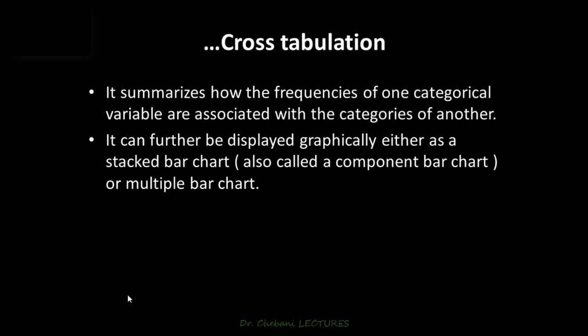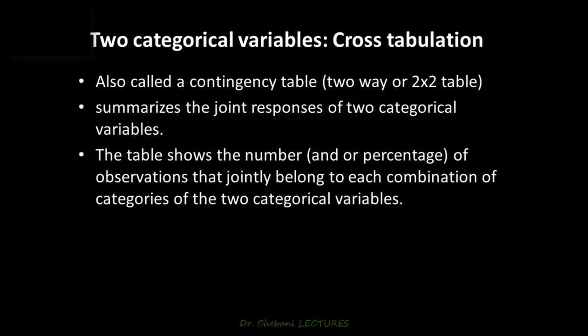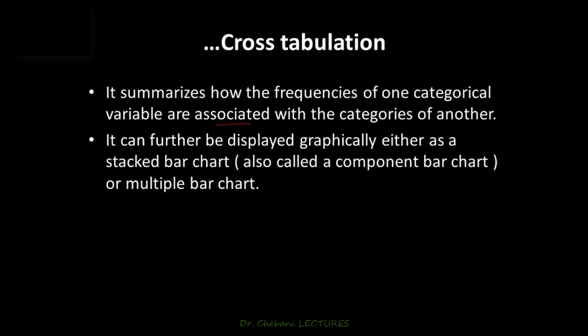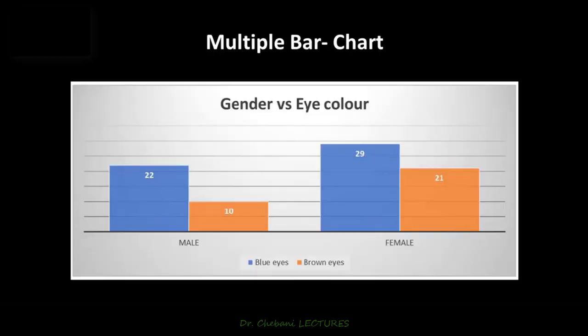Cross tabulation summarizes how the frequencies of one categorical variable are associated with the categories of another, right? So association. It can further be displayed graphically, either as a stacked bar chart or a multiple bar chart. Remember that in the previous bar chart, this is univariate, we were only dealing with one variable which has these 9 categories, okay? But in the case of a 2x2 table, we are dealing with two variables, and two variables can still be displayed as a bar chart, right? If you know what you are doing, you can still display that as a bar chart to show a relationship, right? For instance, here we can see we have male, that's female, right? That's our variable of gender.